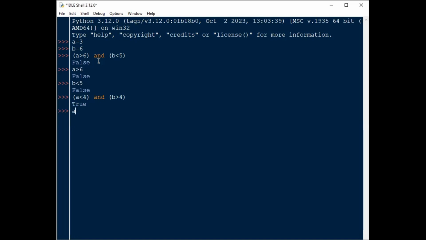So look, A is less than 4, true. B is greater than 4, true. So when two true values are combined with the AND operator, it will always give us true. But in case any one is false, the final result will be false. So we'll check that. A is greater than 6 and B is greater than 4. So here one value is true and one value is false.